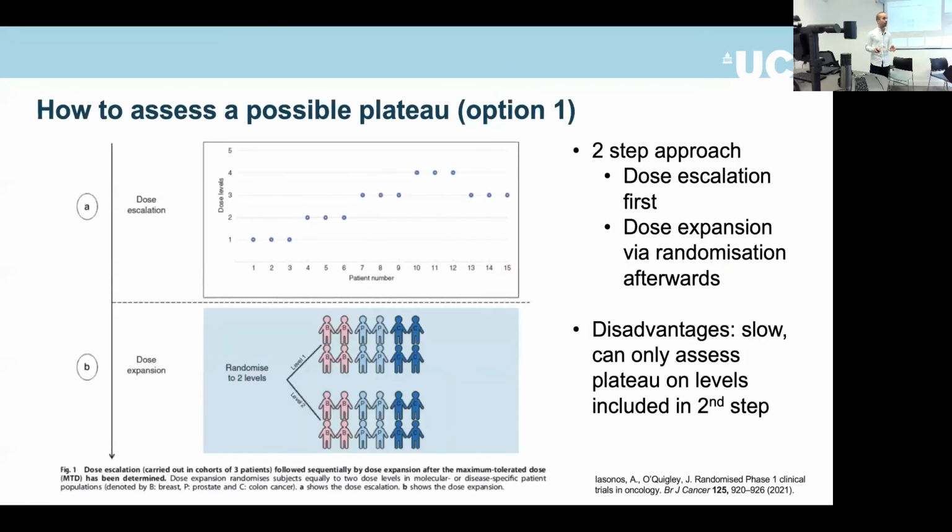How can we assess a possible plateau? There are two main options that we can think of at the moment in the field. We can run a dose escalation study in the usual way, and then randomize in a second step between the two best dose levels, the two dose levels that have most chance to be efficacious, but at the same time tolerable toxicity-wise. The main disadvantage of this strategy is that we're going to assess the possibility of a plateau just on these two levels on which we randomize. So that's the limitation of this approach.